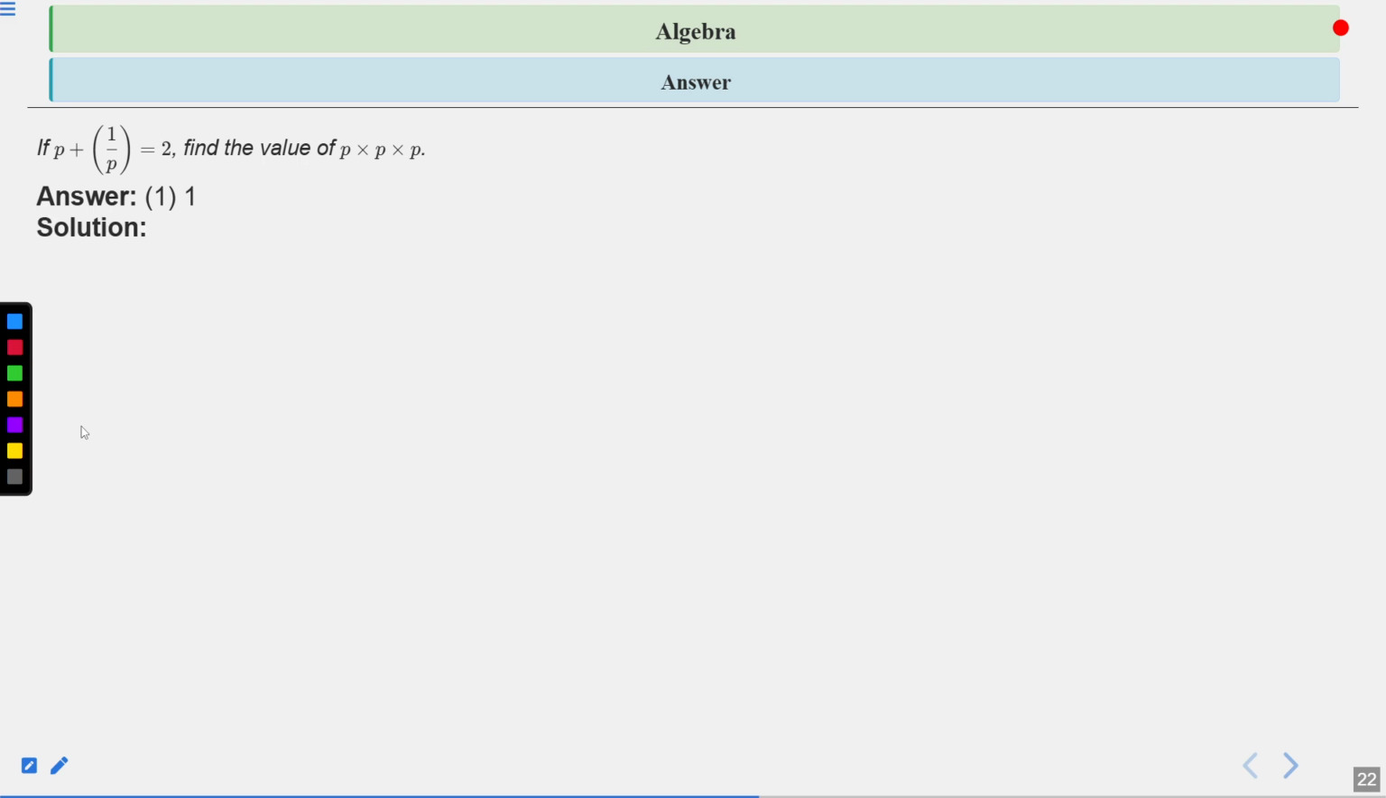Now see the detailed solution of this question. Given that p plus 1 upon p equals 2. When x plus 1 upon x equals 2, x equals 1. So in this case, p equals 1. So it will become p into p into p, which is 1 into 1 into 1, which becomes 1. That's why the first one is the correct answer of this question. Next one.